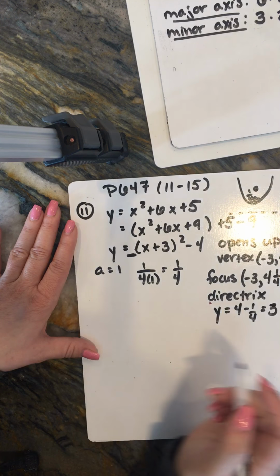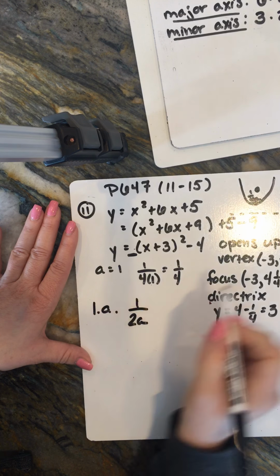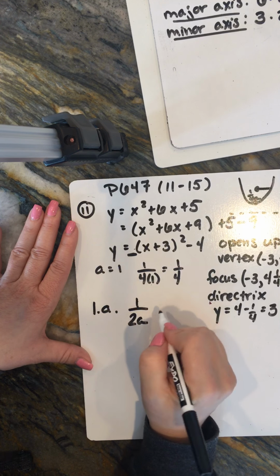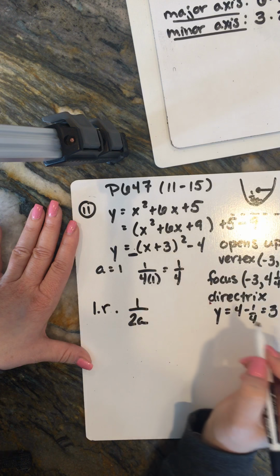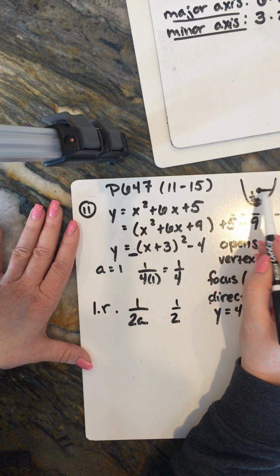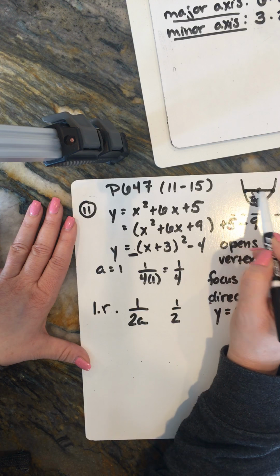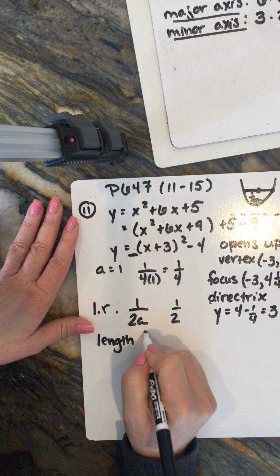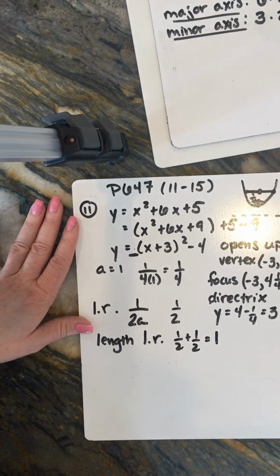And then the length of the latus rectum. So we need 1 over 2a, and since a is equal to 1, we've got 1 over 2, so 1/2 is the distance from the focus over to one side of the parabola. The distance from the focus to the other side of the parabola is 1/2 as well. So the length of the latus rectum would be 1/2 plus 1/2, or 1.